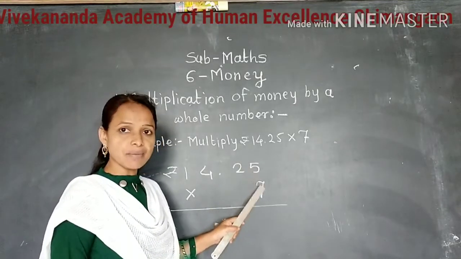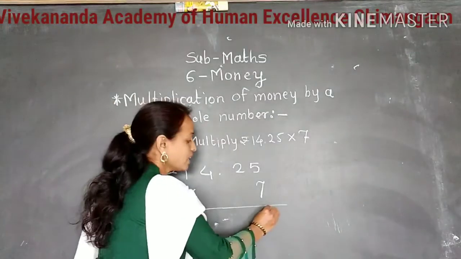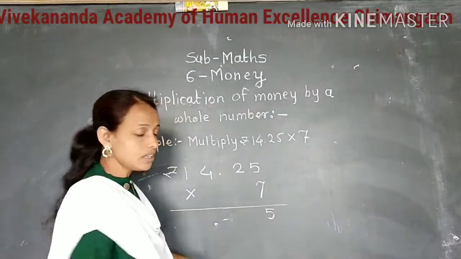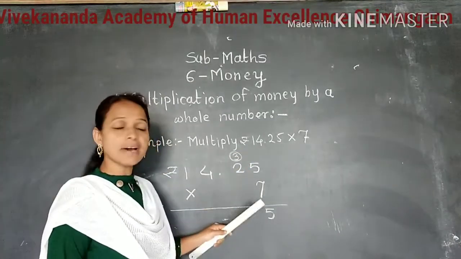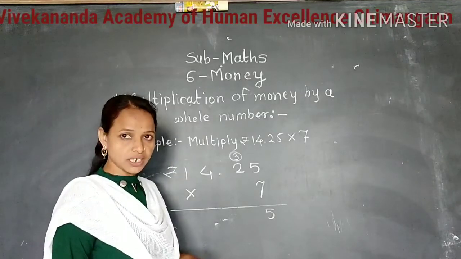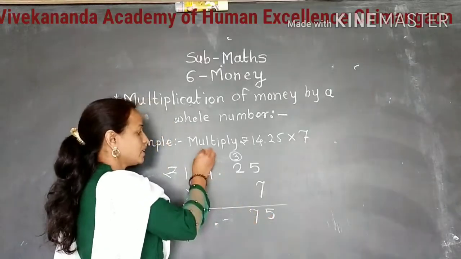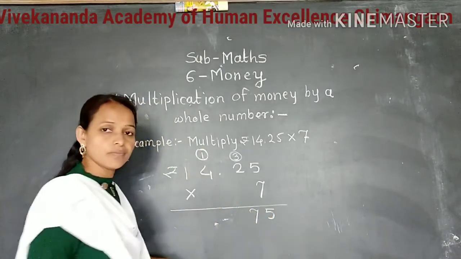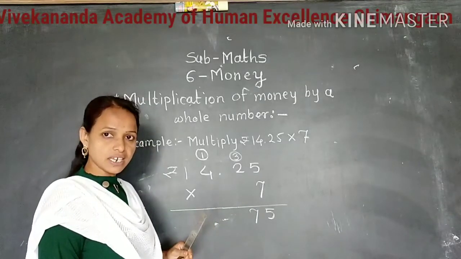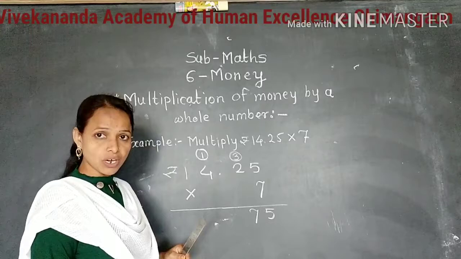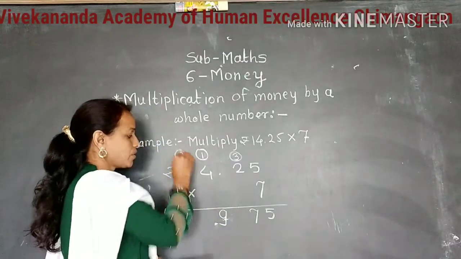First we multiply 5 by 7. 7 5s are 35. So 5 right here and 3 carry. Now multiply 2 by 7. 7 2s are 14. 14 plus 3 is 17. So 7 right here and 1 carry. Now multiply 4 by 7. 7 4s are 28. 28 plus 1 is 29. So 9 right here and 2 carry.